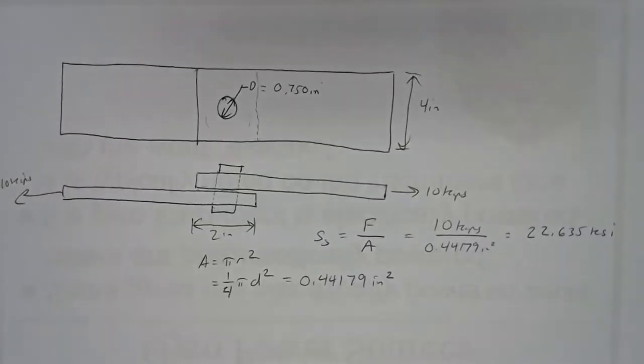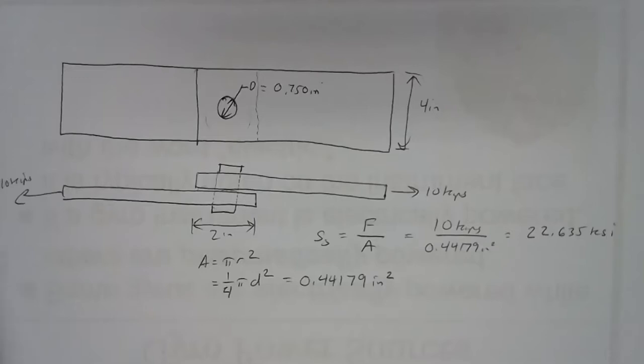Kips per square inch. Now, most materials have a tabulated ultimate shear strength. They have a certain maximum value for stress that they can handle in shear before they break through. And so the shear stress is going to be important to check against that limit. If we want this joint to hold, then we better be using a pin that has a material that is stronger than 22.635 KSI for the ultimate shear stress.